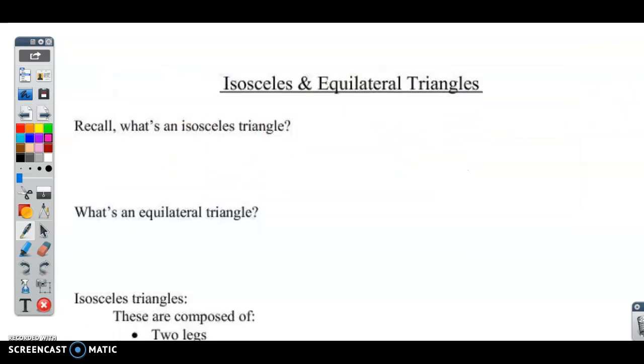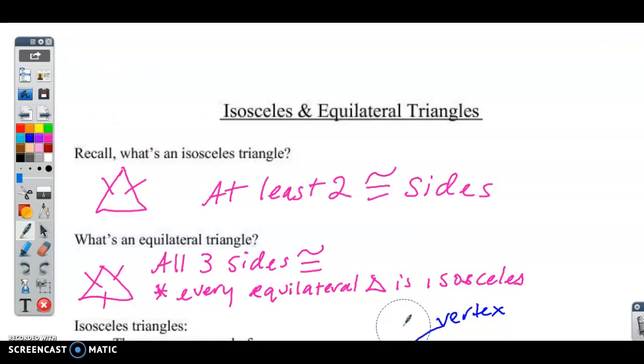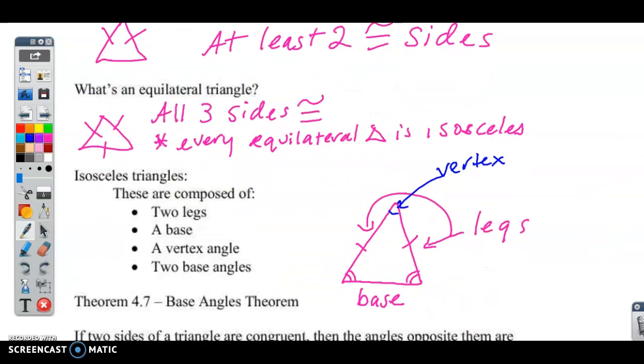Moving on to the last section here. In quick review, if you have at least two sides congruent in a triangle, it's an isosceles triangle. It's equilateral if all three sides are congruent. So every equilateral triangle, you can call it isosceles, but more specifically it's also equilateral. So let's look at an isosceles triangle. It's composed of two legs. So those are the two sides that are the same measure, and then also a base. The third side is the base, and it could be longer or shorter than the legs, depending on the triangle.